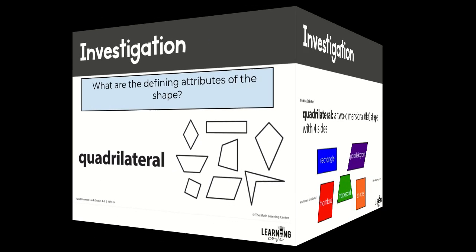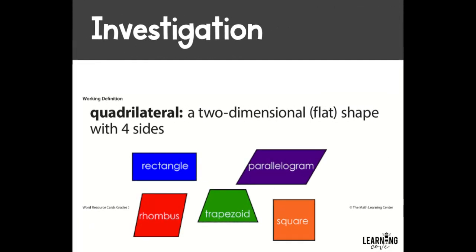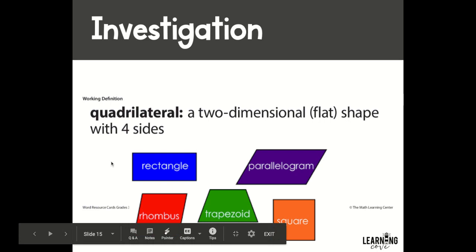So a quadrilateral is a two-dimensional flat shape with four sides. We see some examples of them here: a rectangle, a parallelogram, rhombus, trapezoid, square.